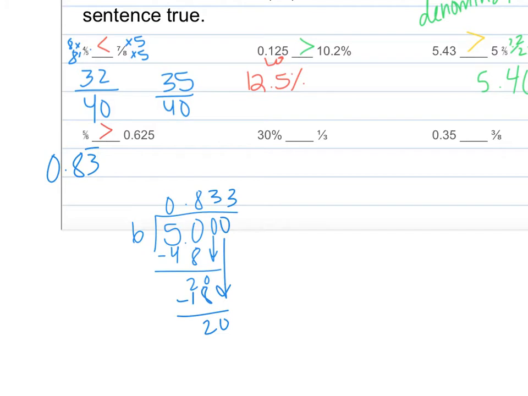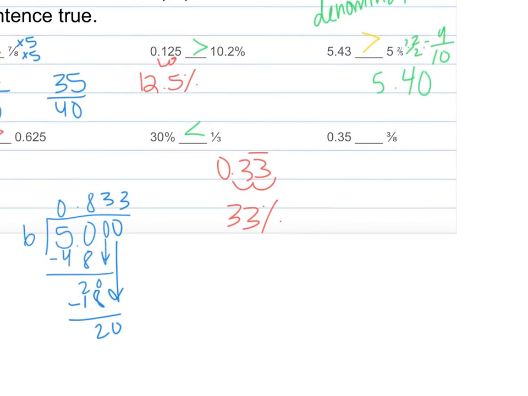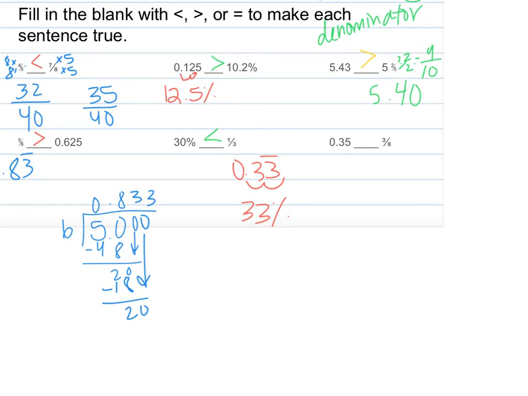30% compared to 1/3. Well, I know 1/3 is that repeating decimal, 33, which if I then turned that into a percent would be 33%. And I know that that is more than 30%. So we're just getting them to the same form, whatever one you prefer, between decimals, percents, and fractions, and then comparing them from there. 35/100ths compared to 3/8. Again, I'm going to turn 3/8 into a decimal by doing division. 8 goes into 30 3 times, which is 24.